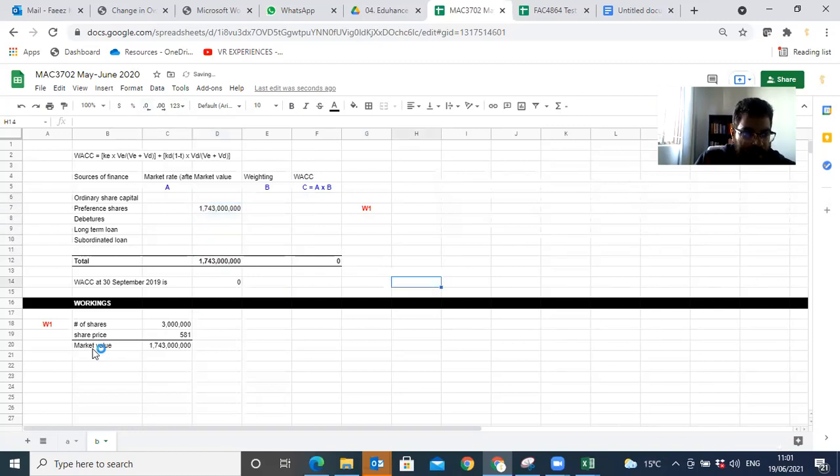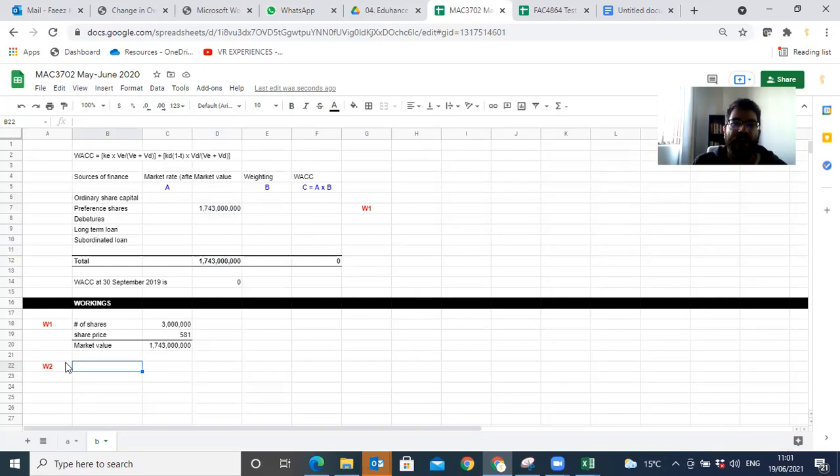Okay, now we're going to go to working two. So the market value was given. That means we need to determine the market rate or the cost of finance. Now, when we deal with preference shares and debt, we ask ourselves, is it redeemable or non-redeemable? If there is a specified date of repayment, it is redeemable. If there's no specified date of repayment, it is non-redeemable. So there is a specified date of repayment, so it is redeemable.